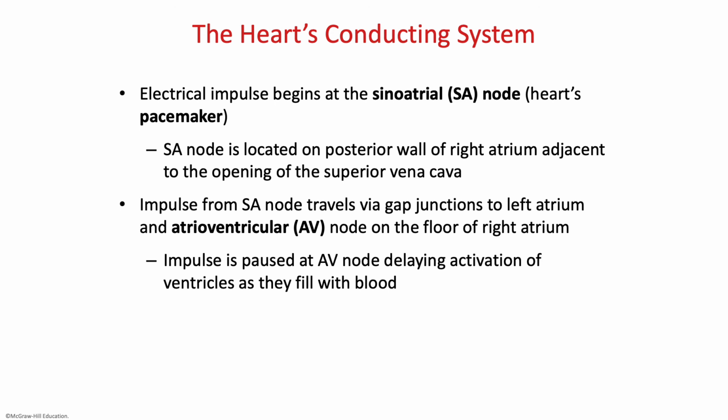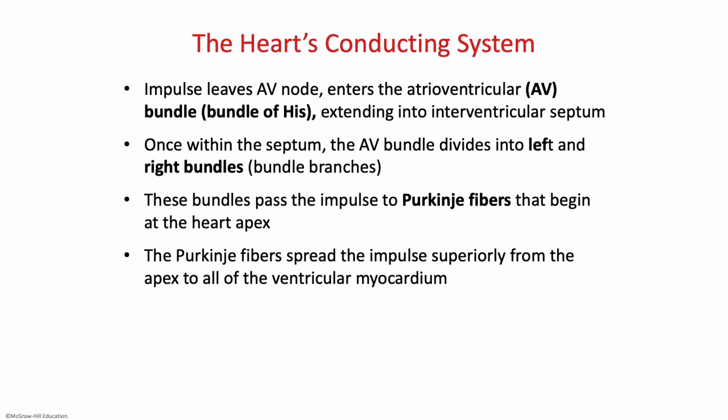This gives you a little more explanation of the heart's conducting system. Again, the electrical impulse begins at your SA node, and then from there the impulse travels to the AV node on the floor of the right atrium. The impulse leaves your AV node, enters the atrioventricular bundle or bundle of His, and then the bundle divides when it is in the interventricular septum into left and right bundles, and eventually passes the impulse to the Purkinje fibers that begin at the heart apex. And the Purkinje fibers spread the impulse superiorly from the apex to all of the ventricular myocardium, or cardiac muscle cells.